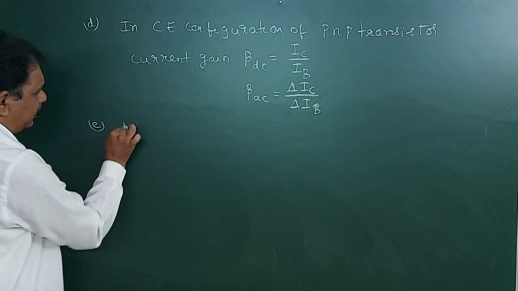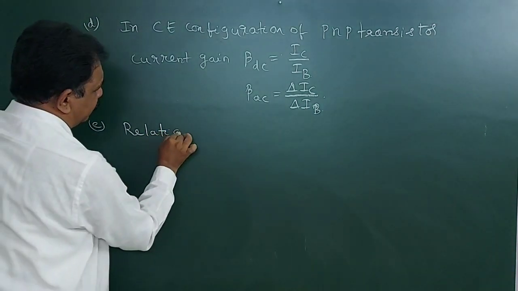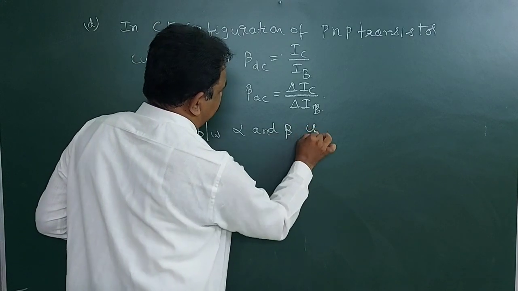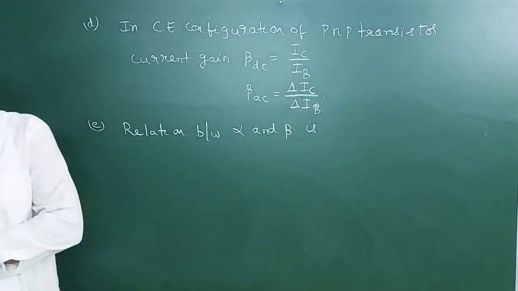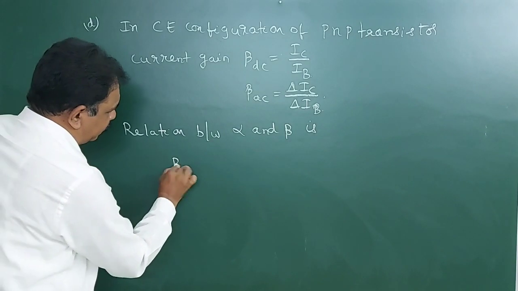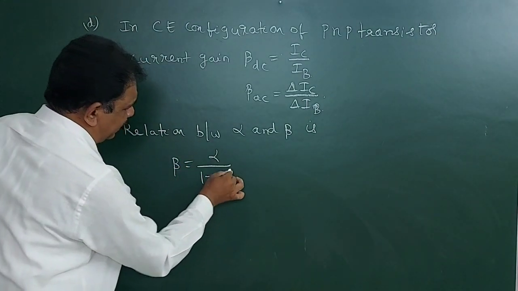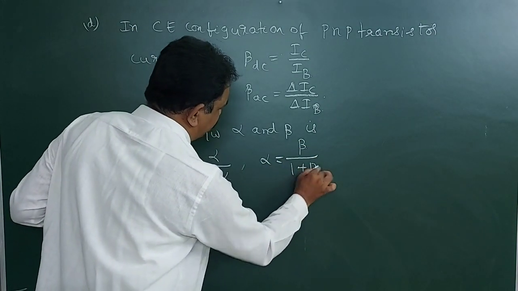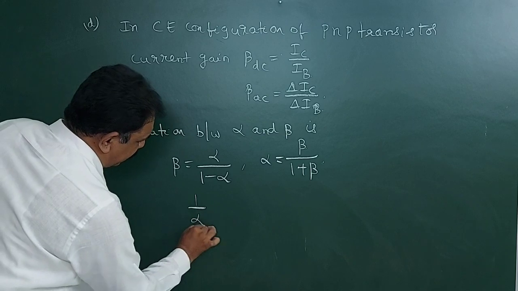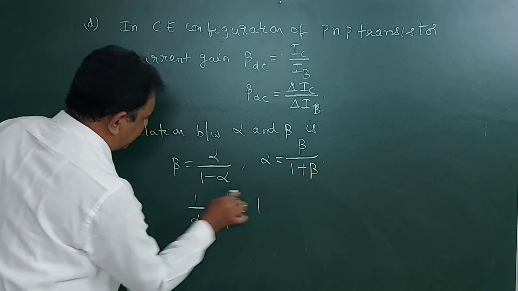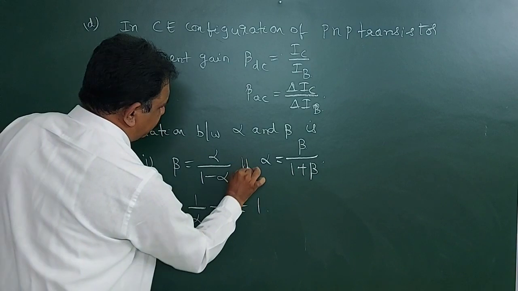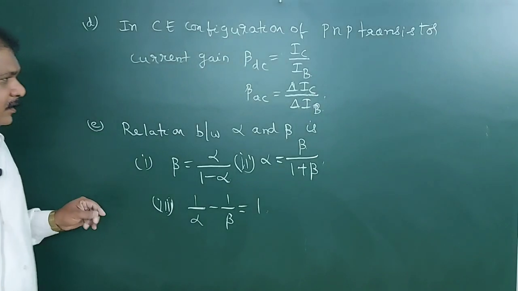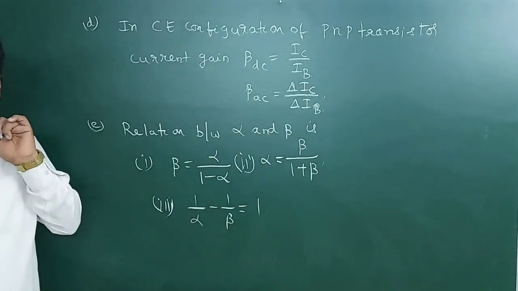Next, the relation between alpha and beta: beta is equal to alpha by 1 minus alpha. Alpha is equal to beta by 1 plus beta. 1 by alpha minus 1 by beta is equal to 1. We can use any one of these formulas to get the relation between alpha and beta.